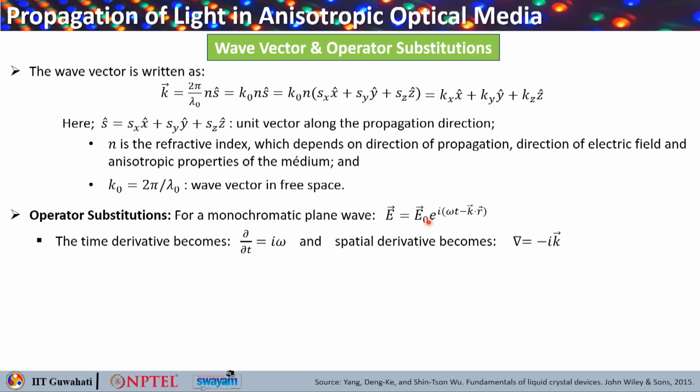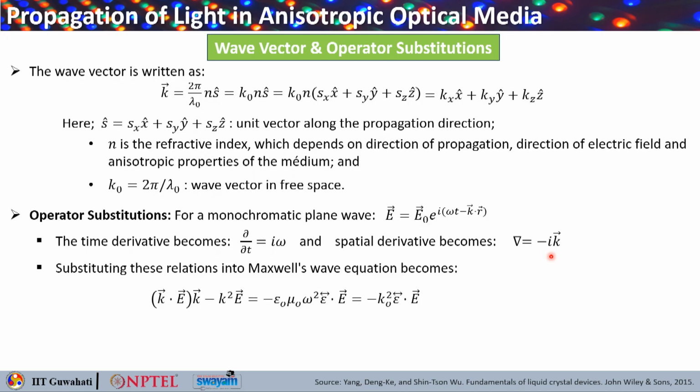So we have seen that for a monochromatic plane wave, if we write the electric field E equals E naught e to the power i(omega t minus k dot r), the partial time derivative can be replaced with i omega, and the spatial derivative del can be replaced with minus i k. So if you substitute these relations into the Maxwell's wave equation, you get something like this: k dot E into k minus k square E will be equal to minus epsilon naught mu naught omega square epsilon, which is the tensor, times E, and this whole thing is basically your k naught square.